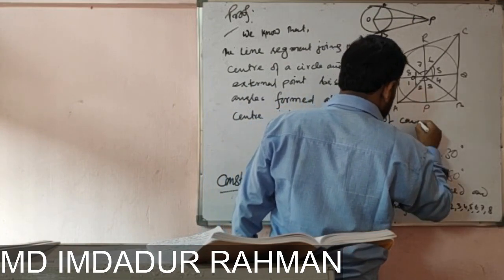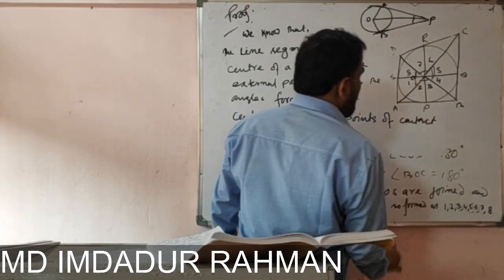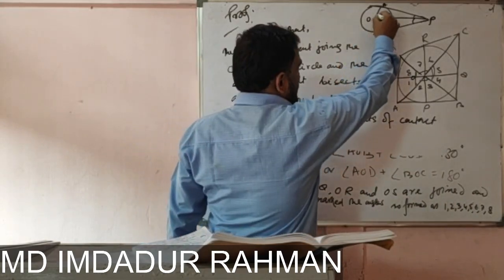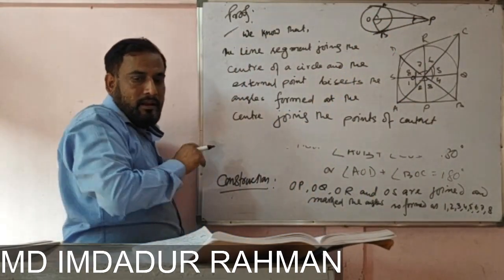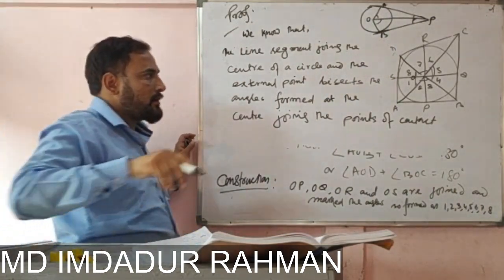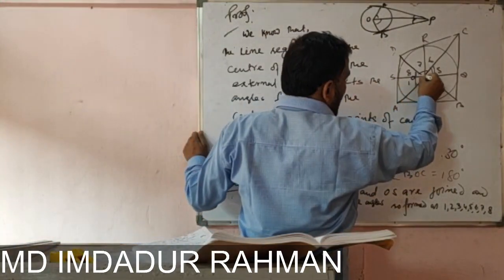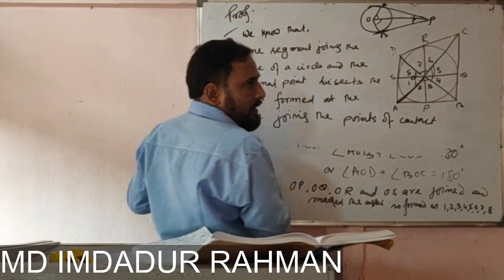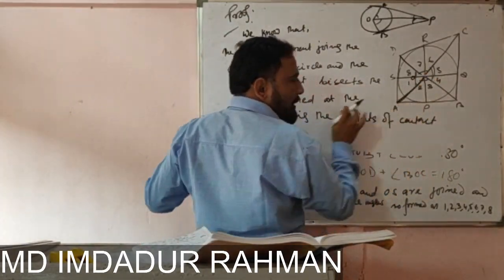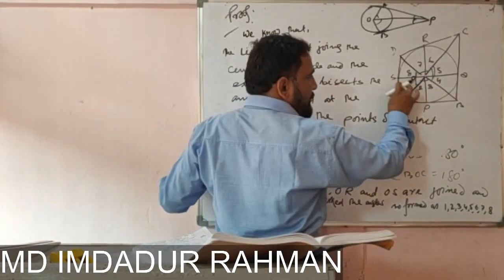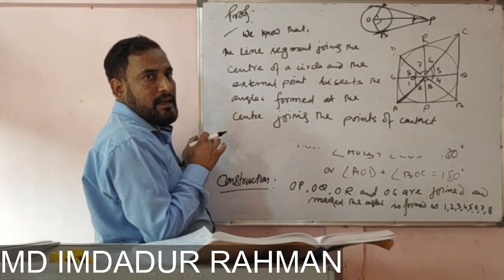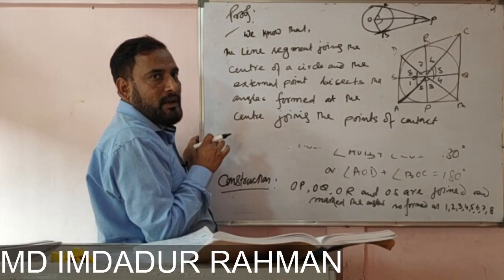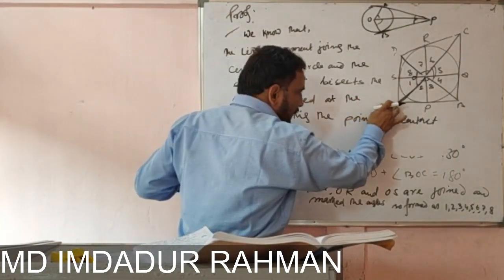Points of contact. You see, this angle is equal to this angle and this angle is equal to this angle. This theorem we will use here. So this OA is the line segment joining the center to the external point. AP and AS are the tangents drawn from external point A.